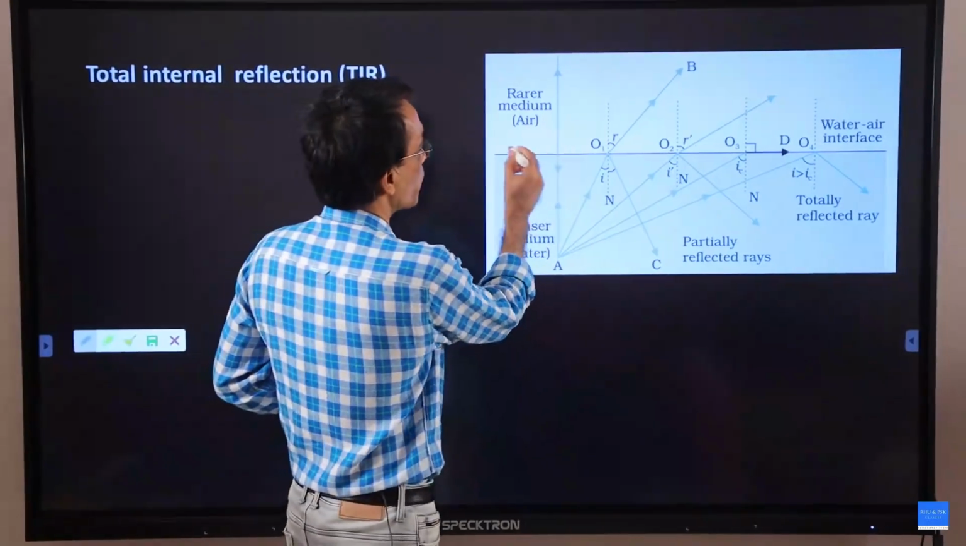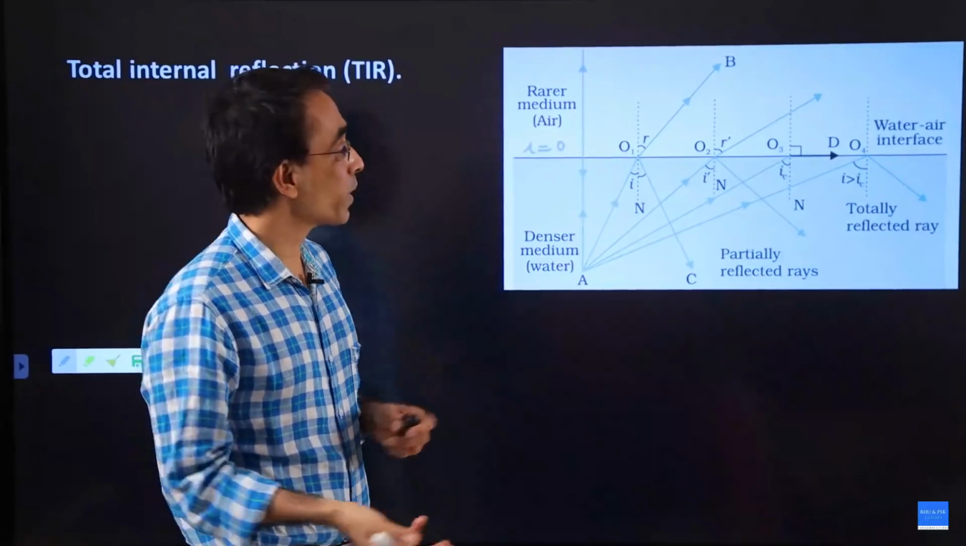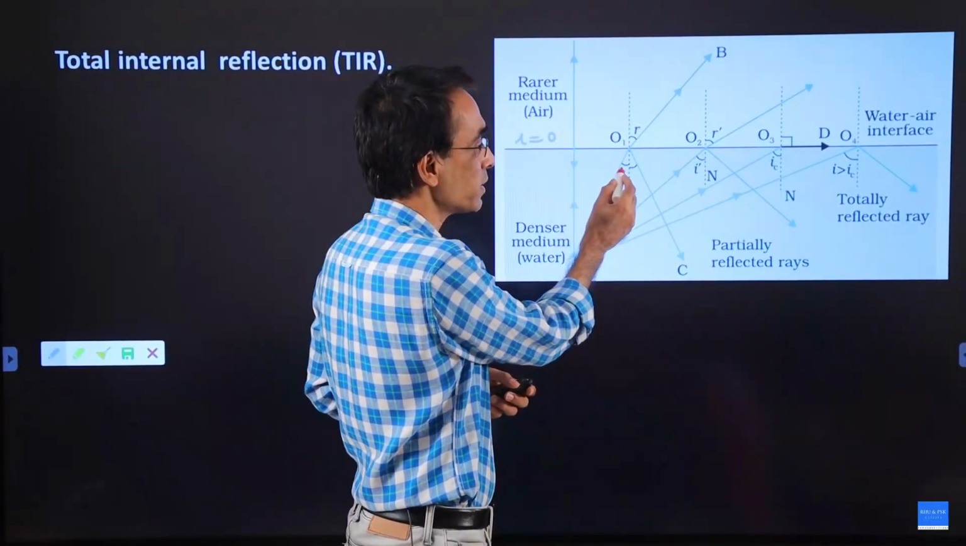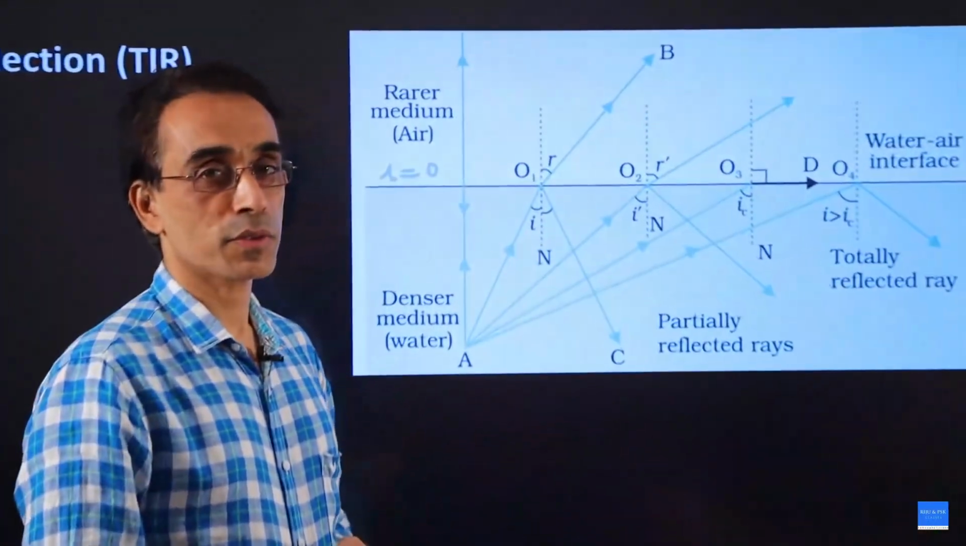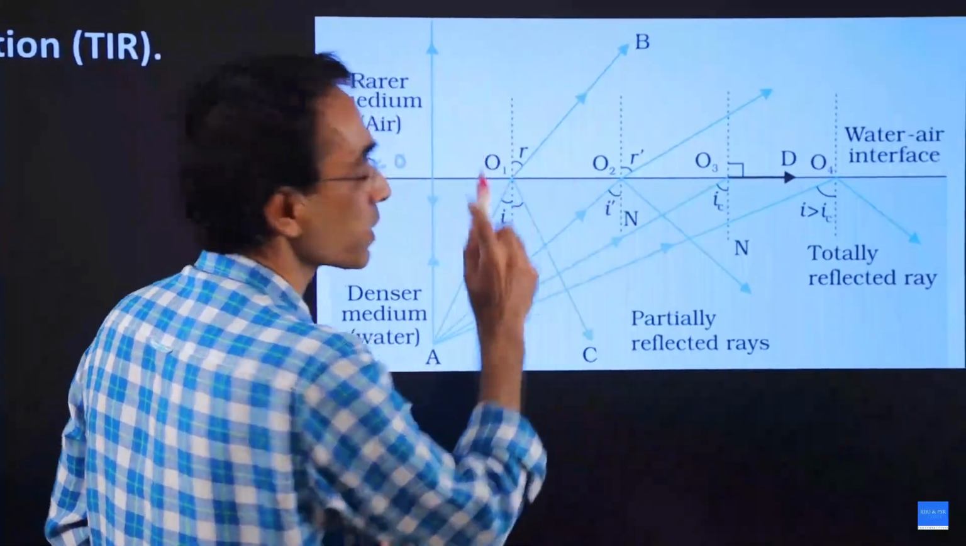At this point, angle of incidence was 0. Angle of reflection as well as refraction was 0 at that point. But here you can see there is a definite angle of incidence, there is a definite angle of reflection, and there is an angle of refraction also. Now, what will happen if the light ray falls at a larger angle?